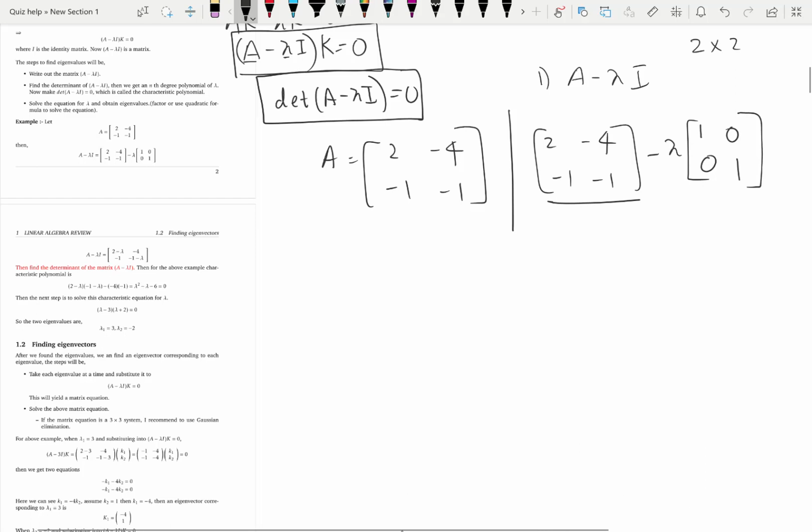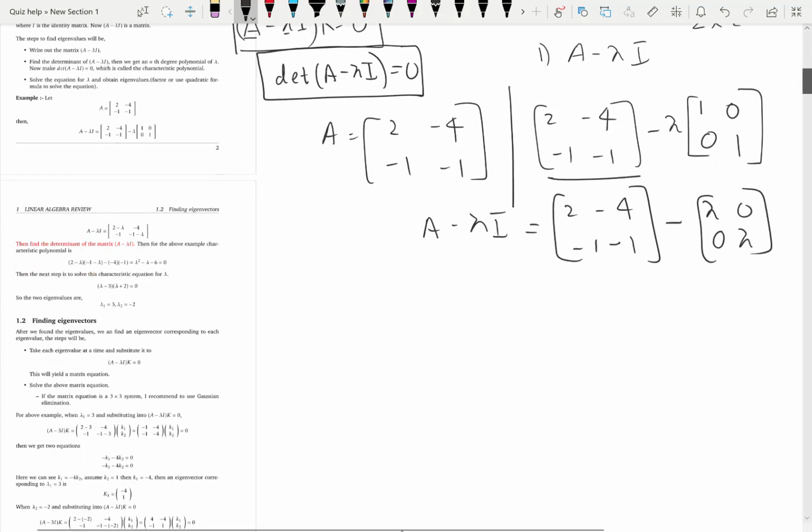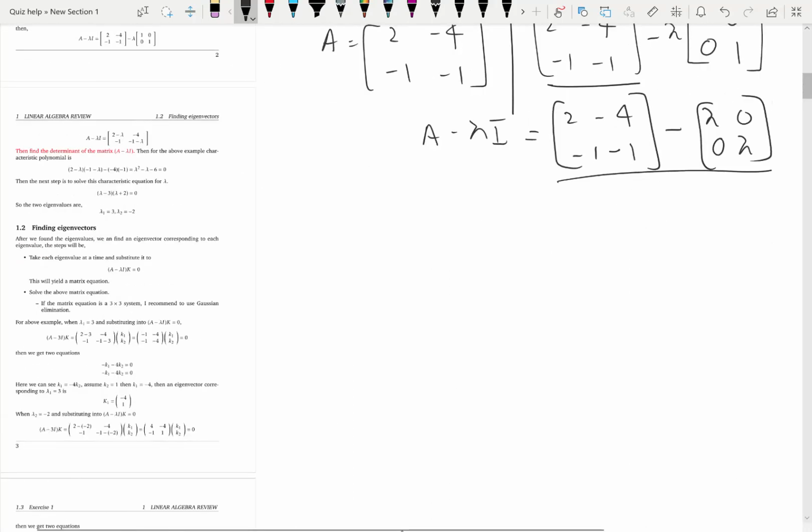So when you multiply by lambda, really what you have here is [lambda, 0; 0, lambda]. This is A minus lambda I. Now writing A minus lambda I means try to simplify this. Try to write it as one matrix. So subtract element wise: 2 minus lambda, -4 minus 0 is -4, -1, -1 minus lambda.